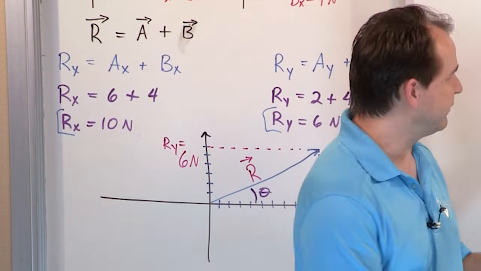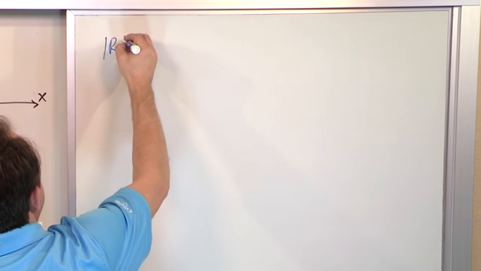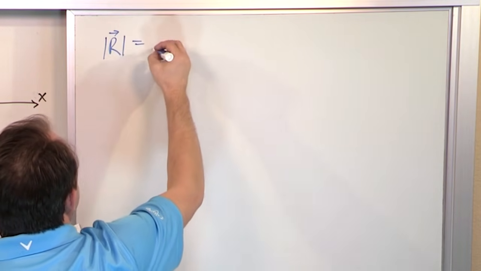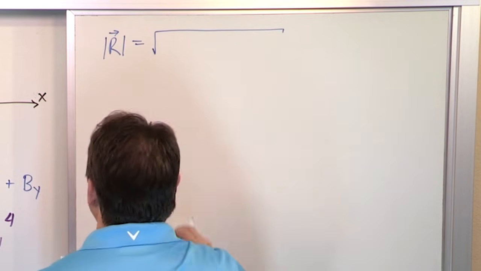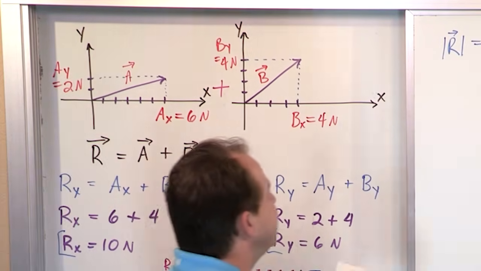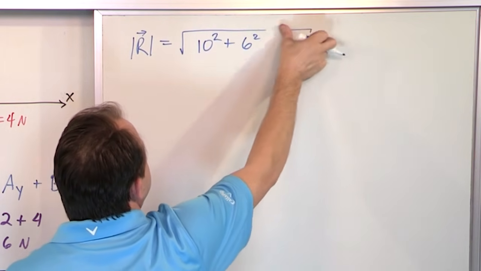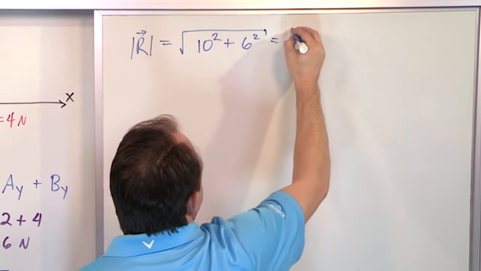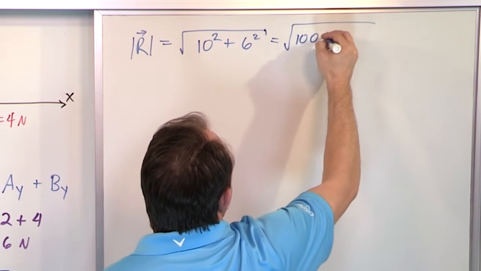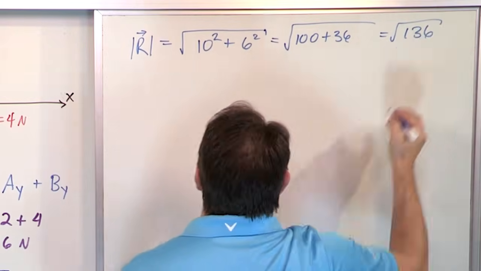Now when you get to this, you'll do this other stuff first to add the vectors, and then convert it to magnitude and direction. The magnitude of this resultant vector, which is the length of the vector, we find exactly the same as before, with the Pythagorean theorem. The x component was 10, the y component was 6. So under the square root we have 10 squared plus 6 squared, which is 100 plus 36, so we have the square root of 136.